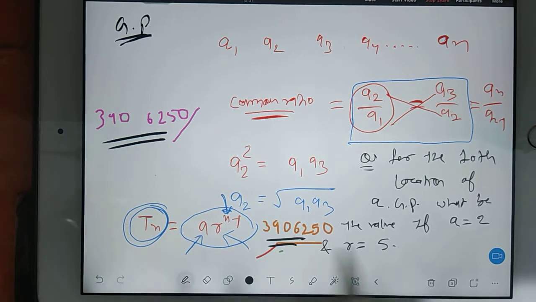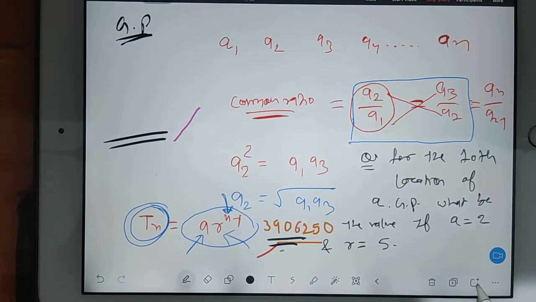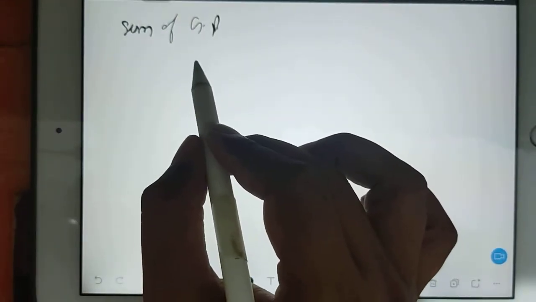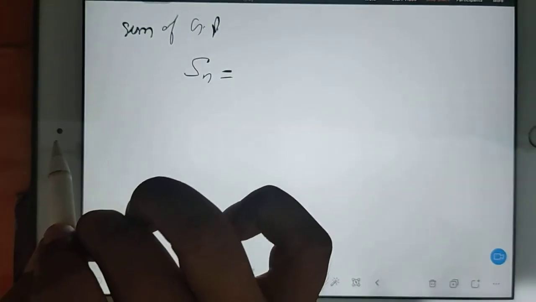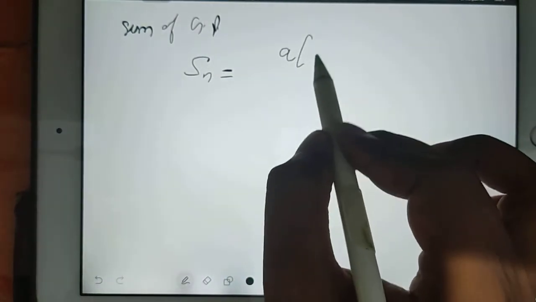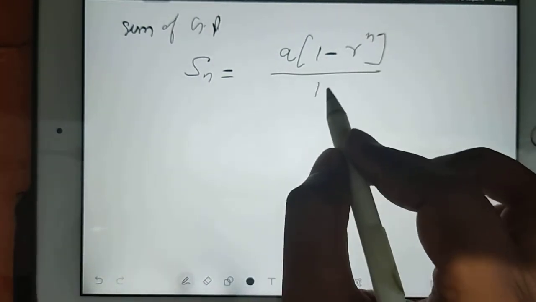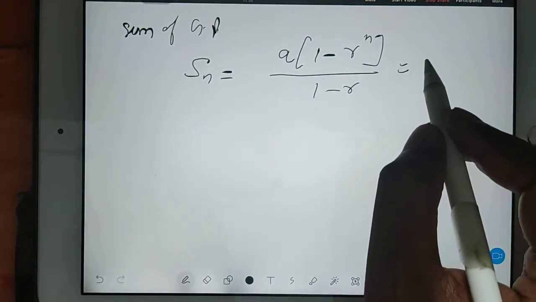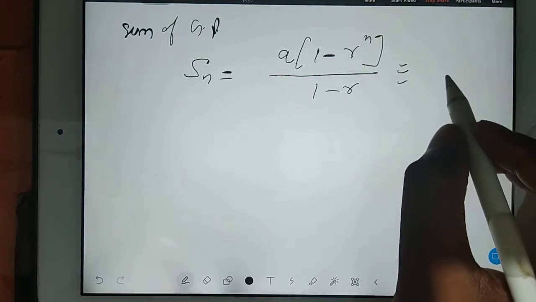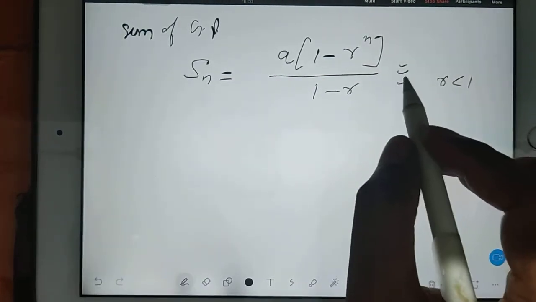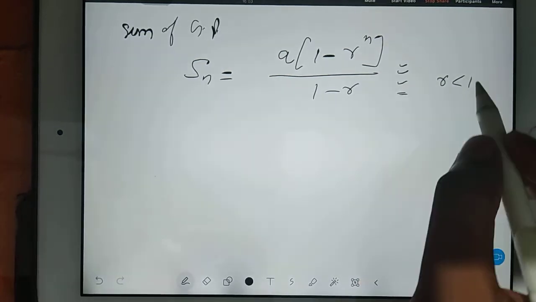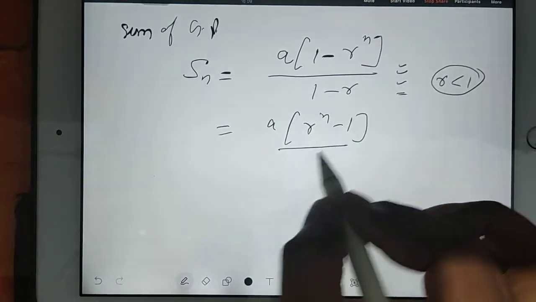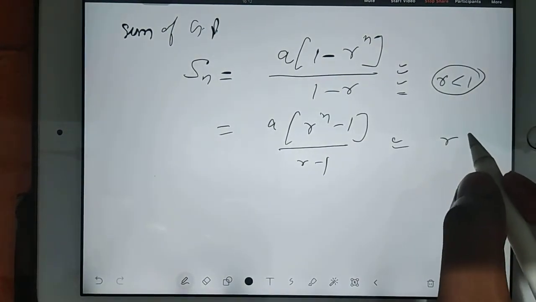Now we go for the sum of GP. I will change the page. You go for the sum of geometrical progression. For that, we have the formula for the sum of n terms: first term a, bracket 1 minus r power n, whole divided by 1 minus r. Mostly we use this formula when r is less than 1. Some teachers say this formula is used when r is less than 1, and suddenly they say a times r power n minus 1 divided by r minus 1, used when r is greater than 1.